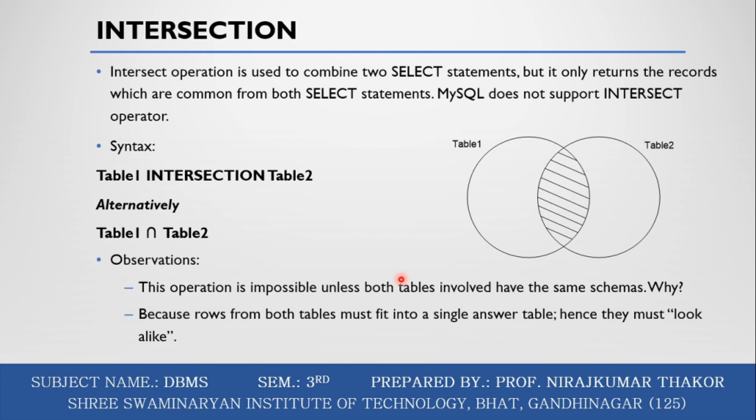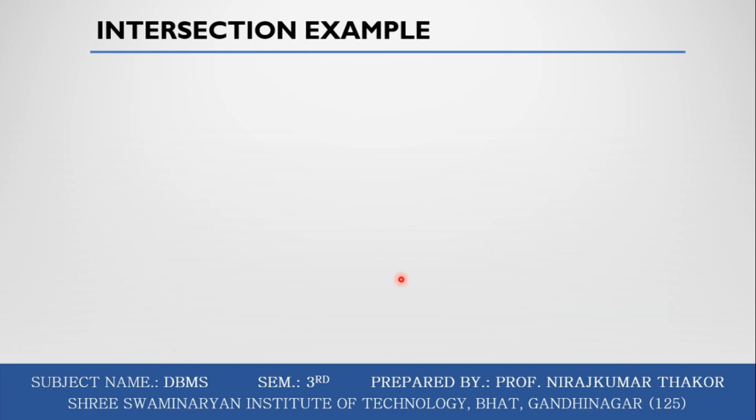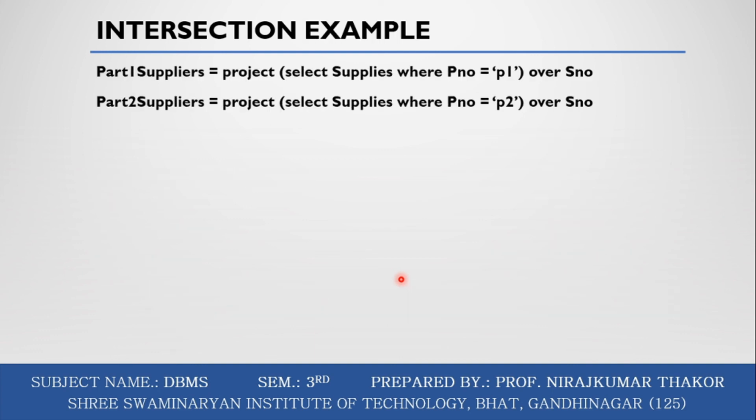Okay, these are the observations. This operation is impossible unless both tables involved have the same schema, because rows from both tables must fit into a single answer table. Now let's check the examples. We have seen the part 1 suppliers and the part 2 suppliers.